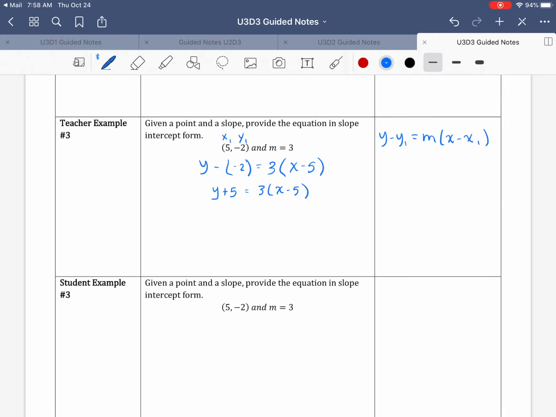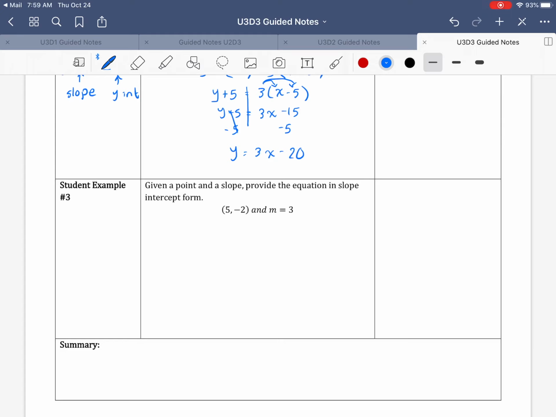And then it's just like the example we did in number 2, where we distribute our 3. So y plus 5 equals 3x minus 15. And then we need to undo that 5, so we're going to subtract 5 from both sides. Y equals 3x minus 20. Now we have our equation in slope-intercept form, where we know the m represents the slope and the b represents our y-intercept.